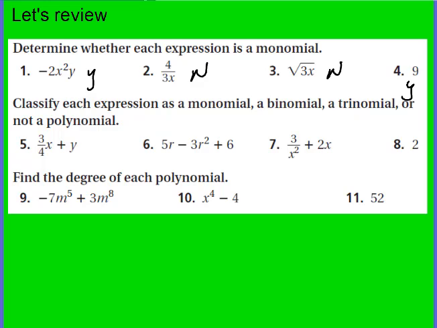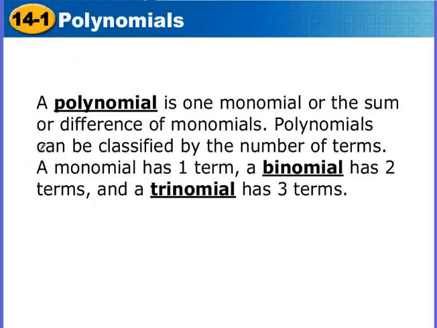If you remember from the lesson last time, a polynomial is one monomial or the sum or difference of monomials. If it has one term, then it's a monomial. If it has two terms, then it's a binomial. If it has three terms, it's a trinomial, and each term is just a monomial.